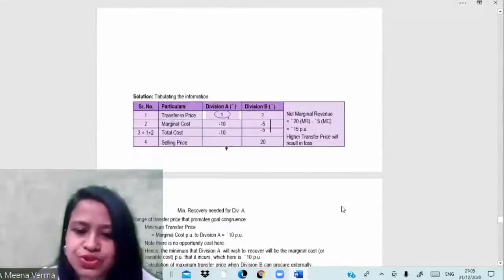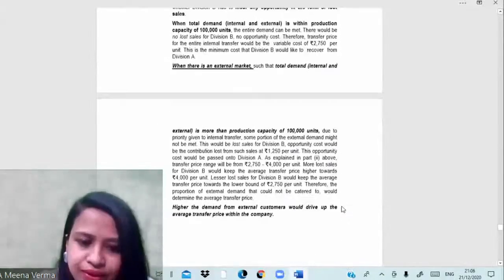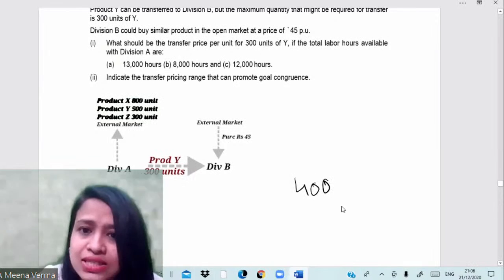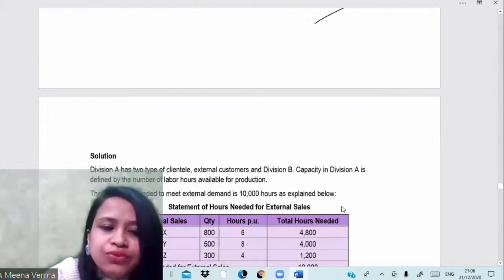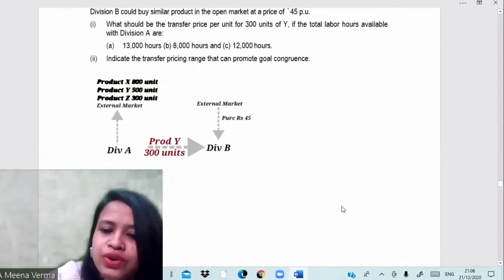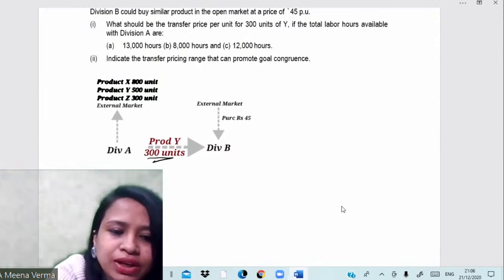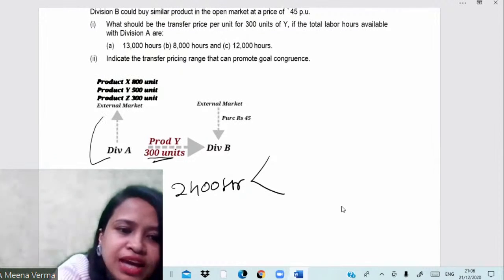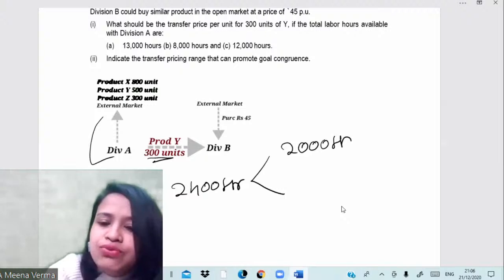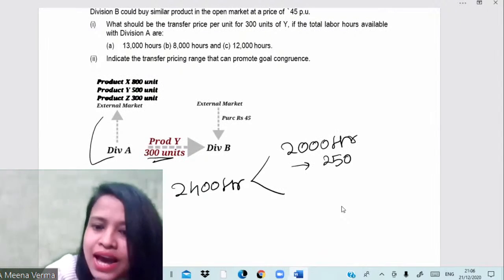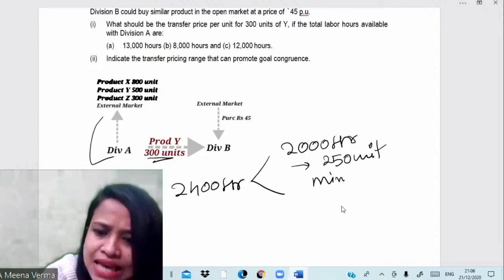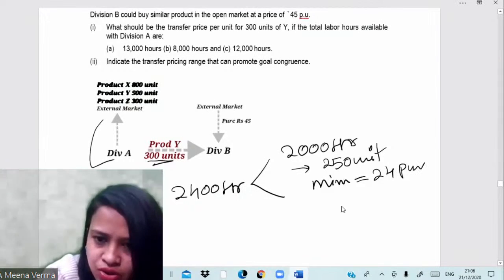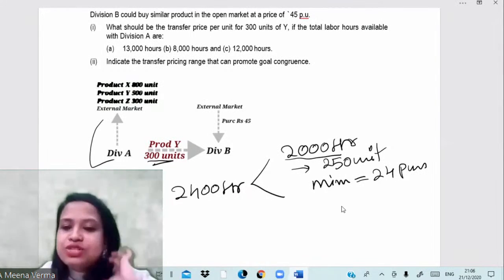So now let us consider the last portion, the third portion of the question. In the third portion, you can see that we need 400 hours extra. For producing these 300 units we need 2400 hours. But we have extra spare capacity of 2000 hours, and for those 2000 hours we can produce 250 units, and for those 250 units we can quote the minimum price as the marginal cost. What is the marginal cost? 24 rupees per unit. So we can quote 24 per unit marginal cost because we have spare capacity.